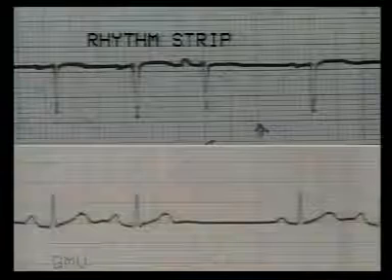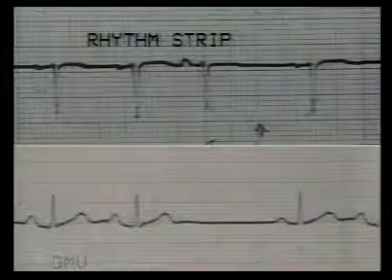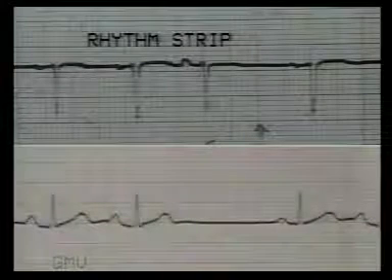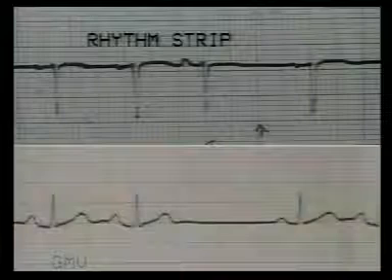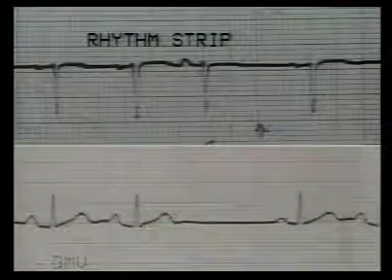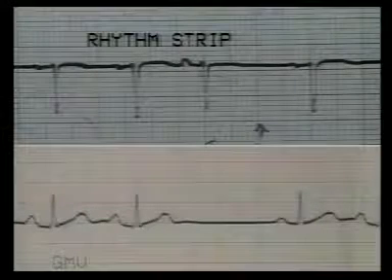If there are pauses, decide whether it is a premature beat with compensatory pause or sinus pause with escape beat or non-conducted atrial premature beat or second degree heart block. For every arrhythmia, you must locate the origin of the impulse and then conduction defects if any.